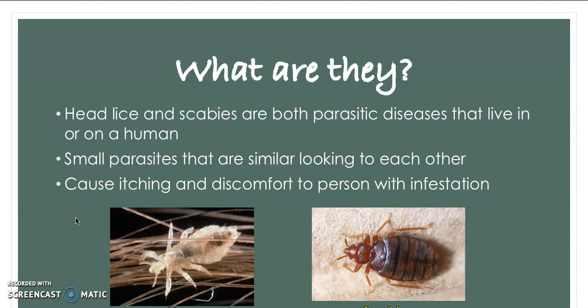We'll talk about that a little bit later, but it's interesting that they do kind of look similar, and they're both frequently confused with each other as far as the public goes. Sort of any little bug that causes similar symptoms, everyone sort of clumps it together. So they can cause itching and discomfort to the person. And we'll talk about signs and symptoms of each.